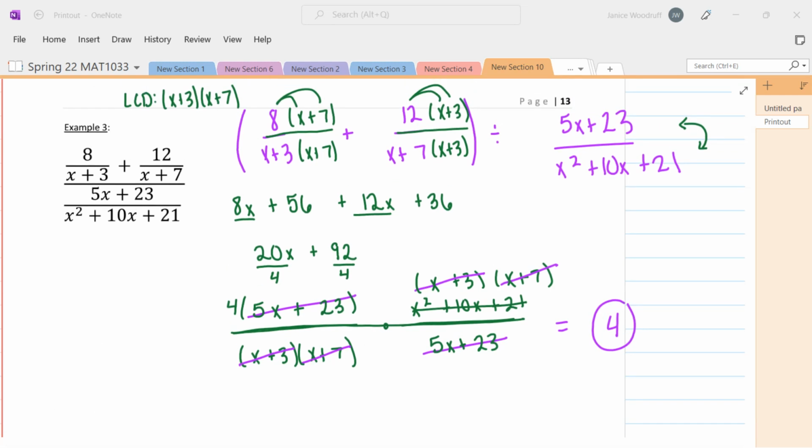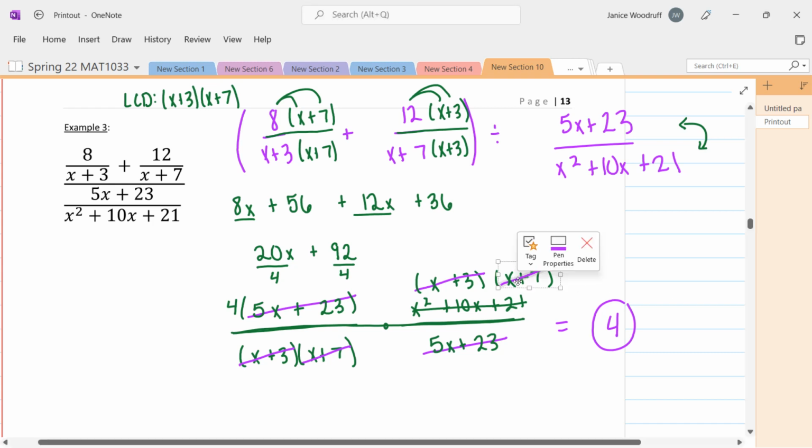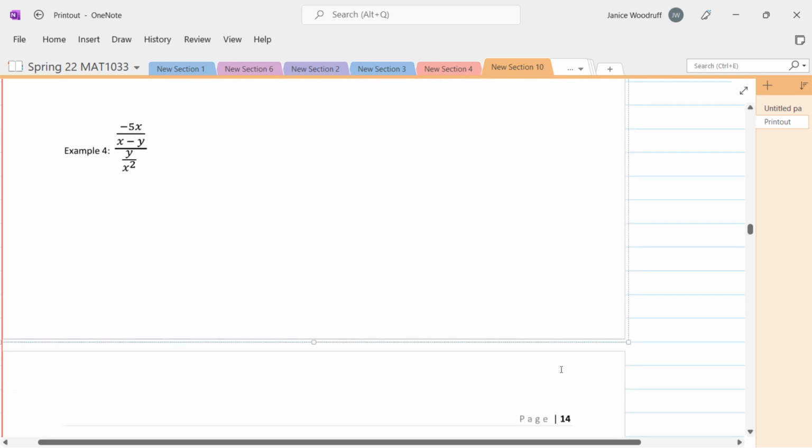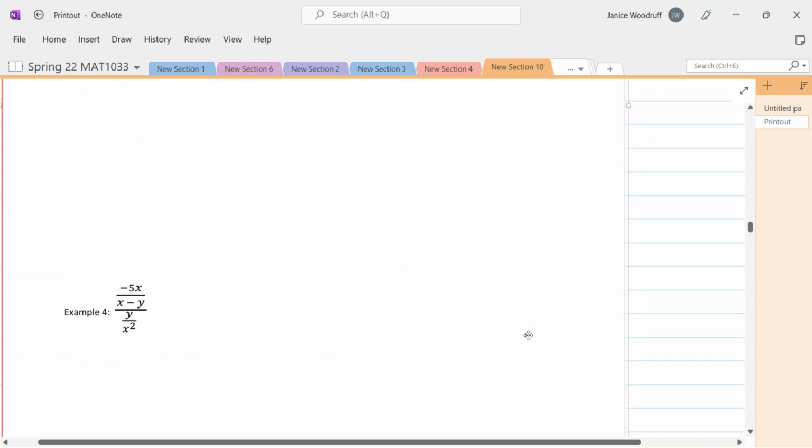We'll do one more, and then I will let you guys try one of them. Maybe two. Alright, oh, this one's singular, so this isn't too bad. So you've got negative 5x over x minus y divided by y over x squared. So you don't have to add or subtract anything from either side, so you would just go straight to keep, change, flip here. So this is negative 5x over x minus y times x squared over y.